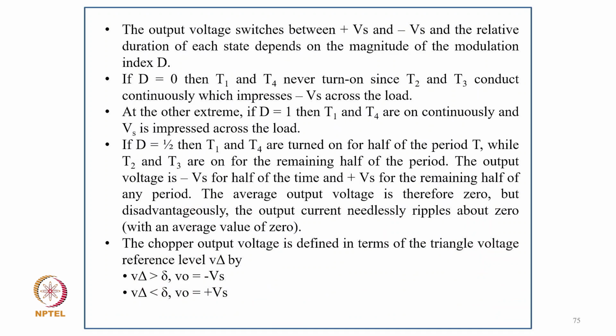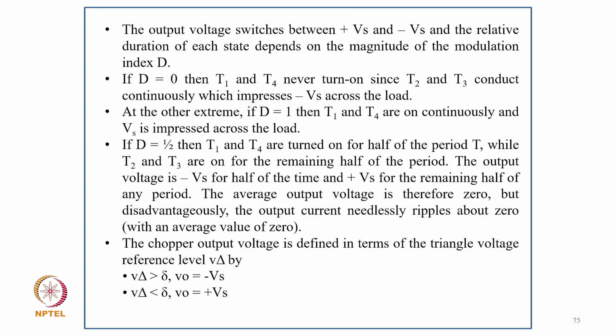So the output voltage switches plus minus Vs, and the relative duration for each state depends on the magnitude of the modulation index. And if d equals 0, then T1 and T4 never turn on, since T2 and T3 conduct continuously, which impresses minus Vs across the load. At the other extreme condition, if d equals 1, then T1 and T4 are continuously conducting and the Vs is impressed across the load. If d equals half, then T1 and T4 are turned on for half the period T, while T2 and T3 are on for the remaining half the period, the output voltage is minus for half and plus for half, and the average output voltage is therefore 0, but disadvantageously the output current needlessly ripples about the 0 average value.